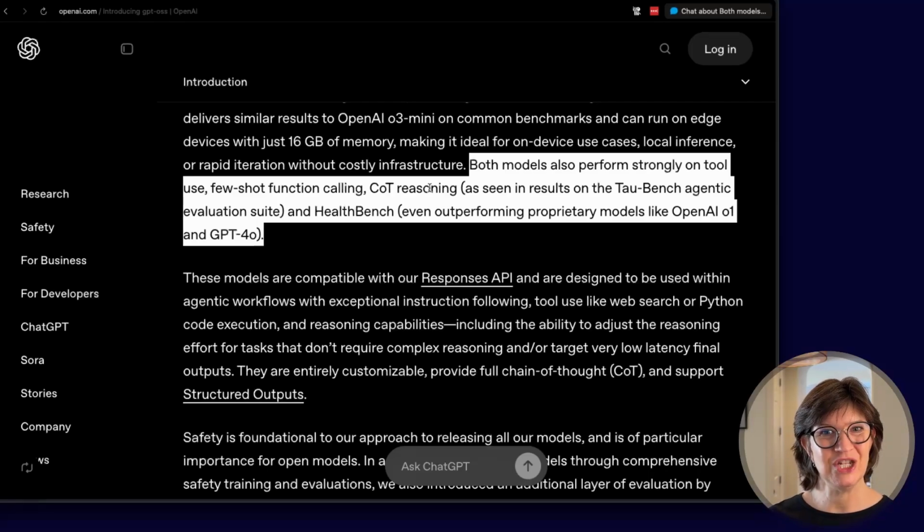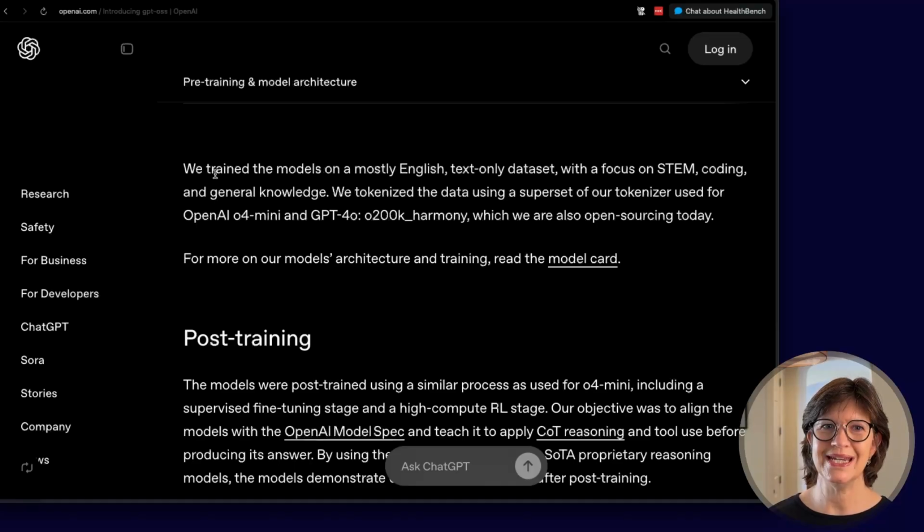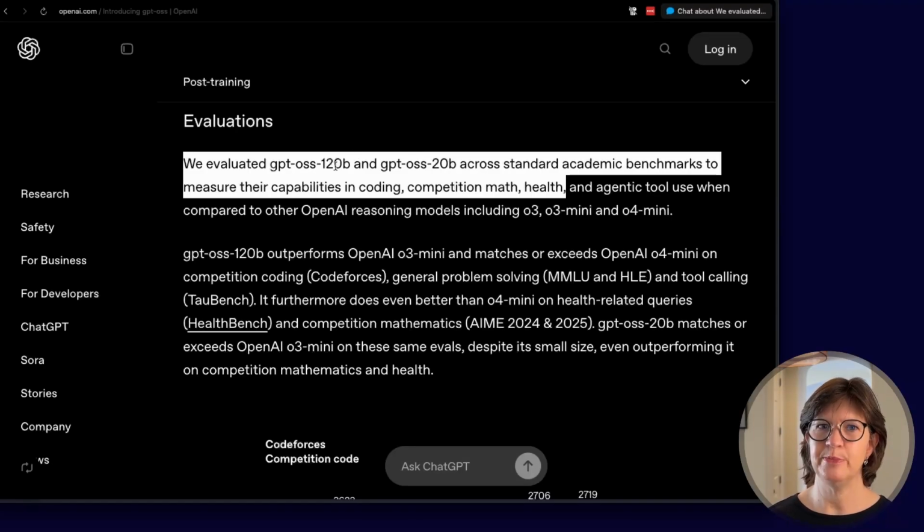But back to the interesting part about running on a laptop. Further down in this post, it does say, we evaluated GPT-OSS 120B and 20B across standard academic benchmarks to measure their capabilities in coding, competition math, health, and agentic tool use.